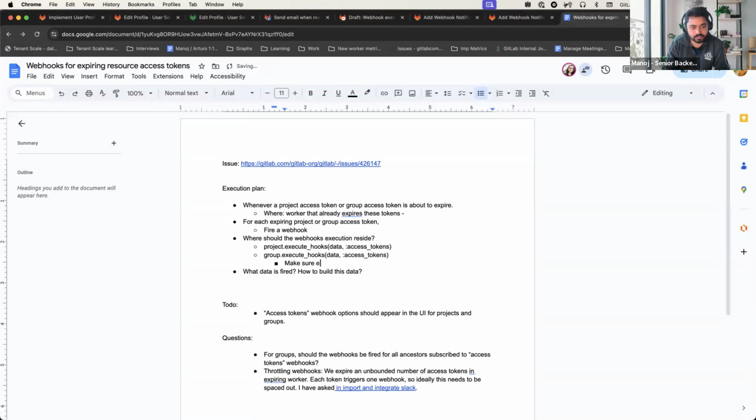Make more event specific to access for connector.